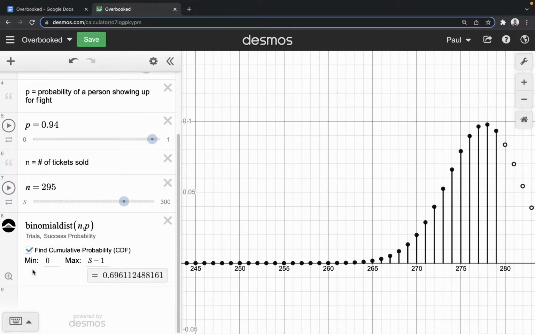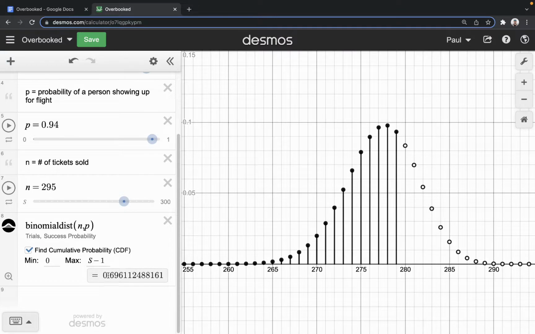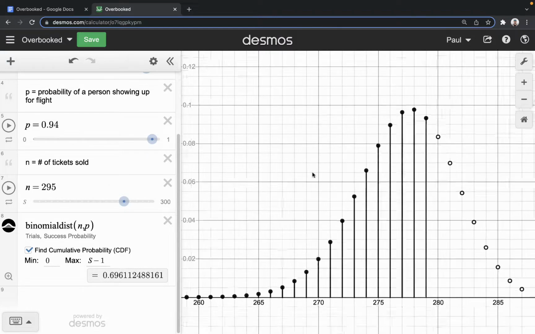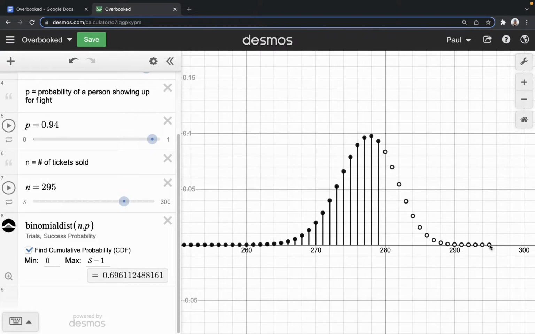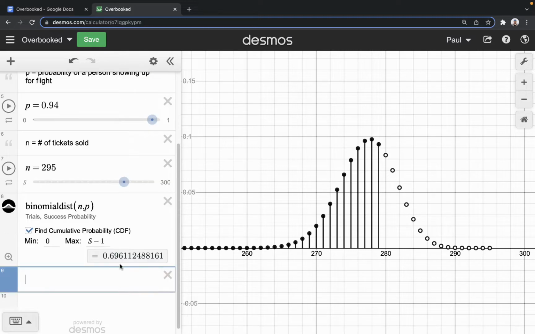Now the probability of empty seats went down. So they overbooked it by 15. Sometimes they're going to overshoot that number. That's going to be over here. 280s right there, that would be a full plane. We're looking at empty seats. So there could be one empty seat, two empty seats. Most likely outcome is going to be two empty seats there. Again, around 10%. But the probability of any number of empty seats is 69.6%.